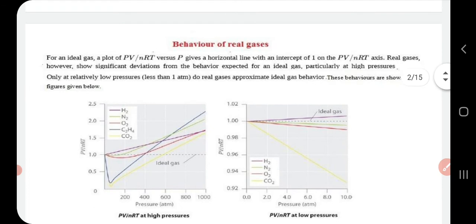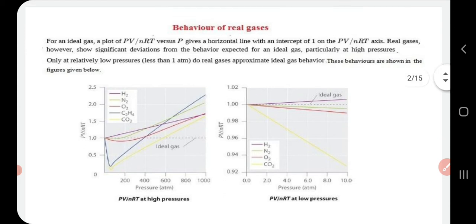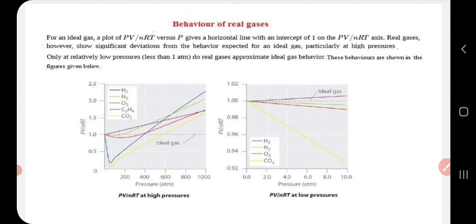Now these are a few illustrations. No need of studying all these graphs. Just understand their nature, and if you want you can have a rough sketch of these graphs, that is, how the shape of the lines will look. No need of by-hearting the values written on the x and y axis. Just mark the terms given: pressure on the x axis, and PV by nRT on the y axis. That is enough.